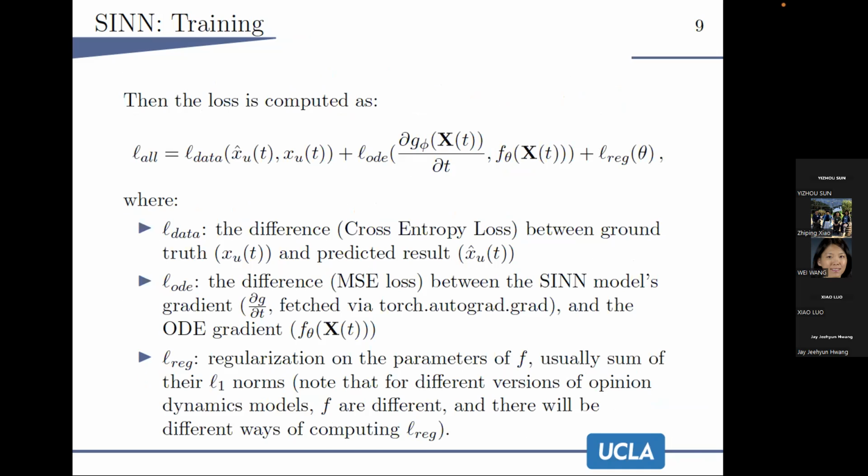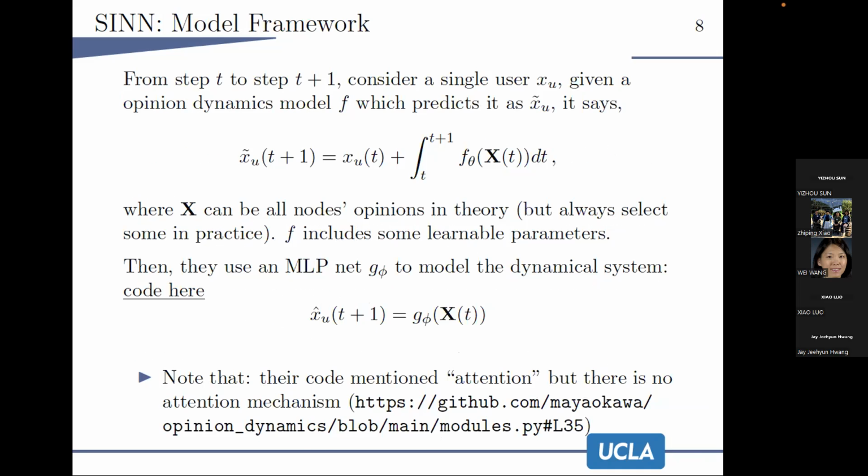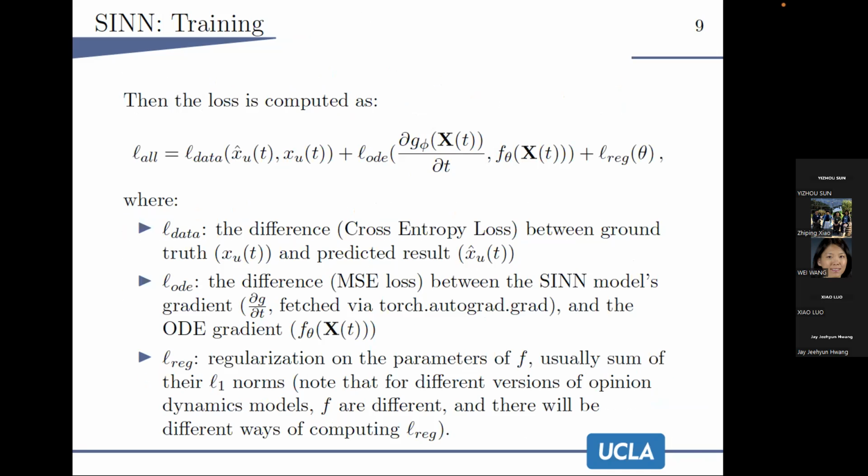And by having this kind of structure, like using an MLP to model the dynamical system, together with some underlying assumption that there should be an opinion dynamics model F that could be used to model the changes over time, they are computing a loss like this with a lot of regularizations.